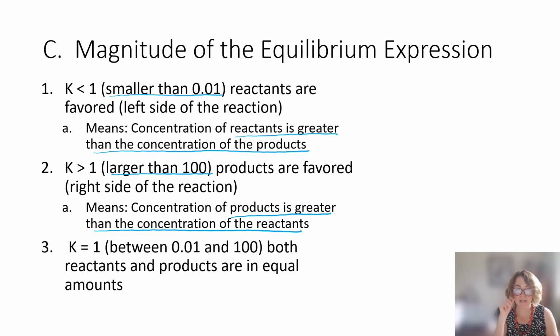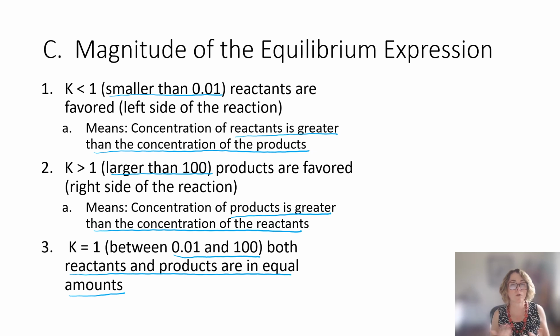Now, K is equal to about 1, and so we're going to define this as being between 0.01 and 100. Then both reactants and products are in about equal amounts. So when you look at that value, you should be able to tell whether your reactants are favored, your products are favored, or whether they're about equal. And it's going to, again, depend on the magnitude of that number.